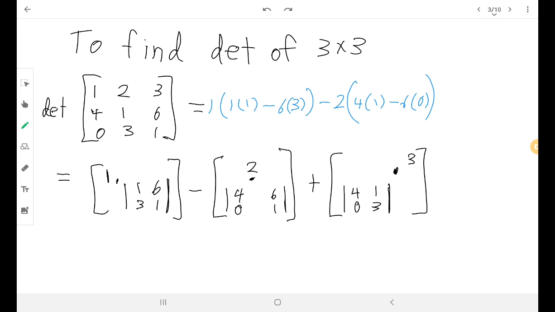So then finally we go to the first row, third column. We ignore that column and we make a matrix out of the other parts of the second and third row, and so we wind up with this. So we get plus 3 times, and then it'll be 4 times 3 minus 1 times 0, just using the diagonals again.